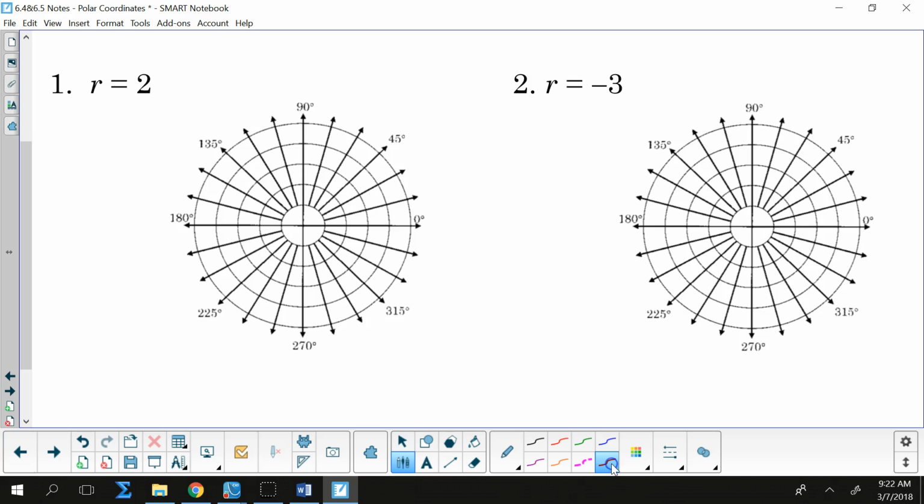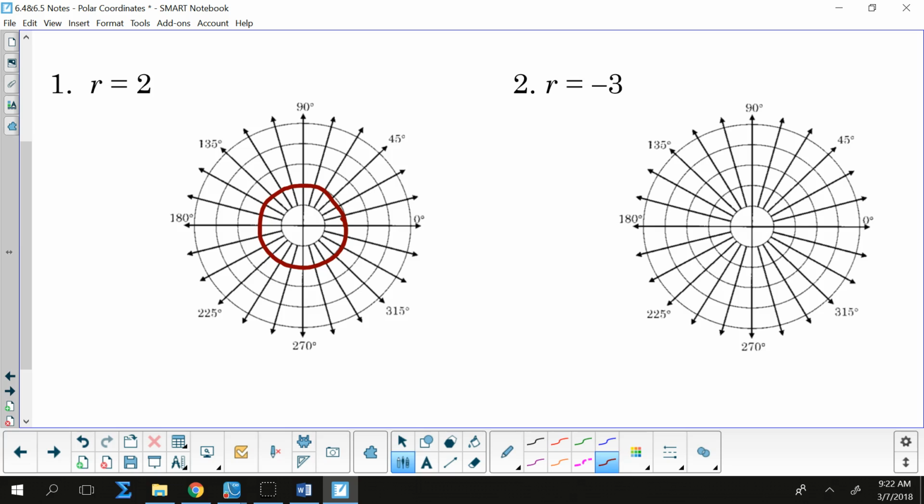First one, what is this graph? R equals 2. Polar-wise. Dylan, what do you got? It will be a circle. Okay, so it's centered at the pole, with a radius of 2. So I would start out here, and I would work counterclockwise around that 2 ring. Okay, so there's that one.